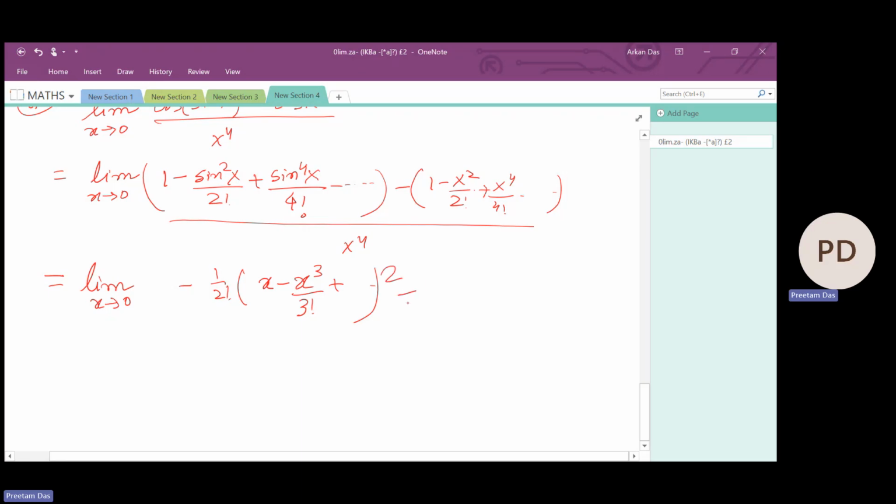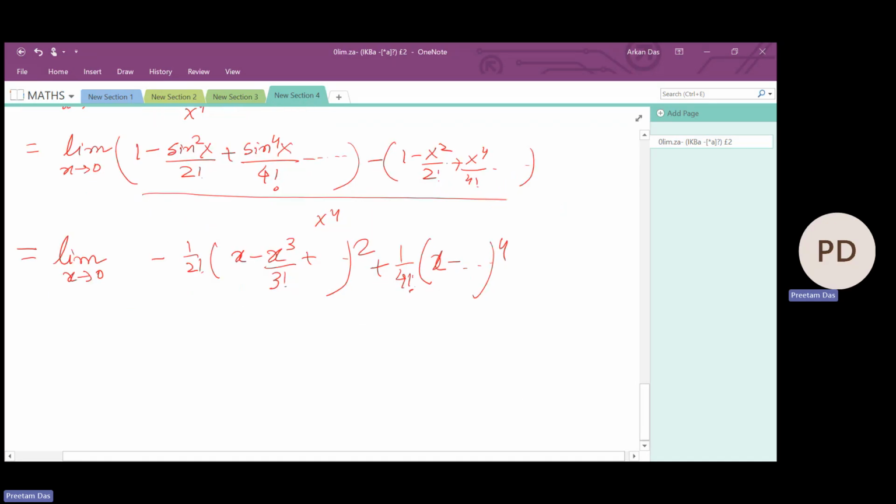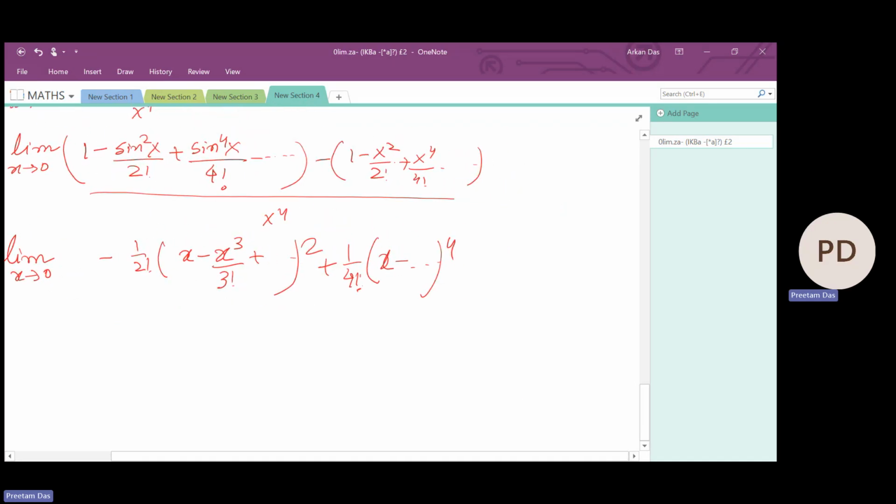Okay. Plus 1 by 4 factorial. Here we will only write x because the next term is x cube raised to power 4 will be 12. We don't want that power. So let us keep it as it is. Okay. All the other terms are not our concern. So here this will be x square by 2 factorial minus x power 4 by 4 factorial and so on, divided by x raised to 4.